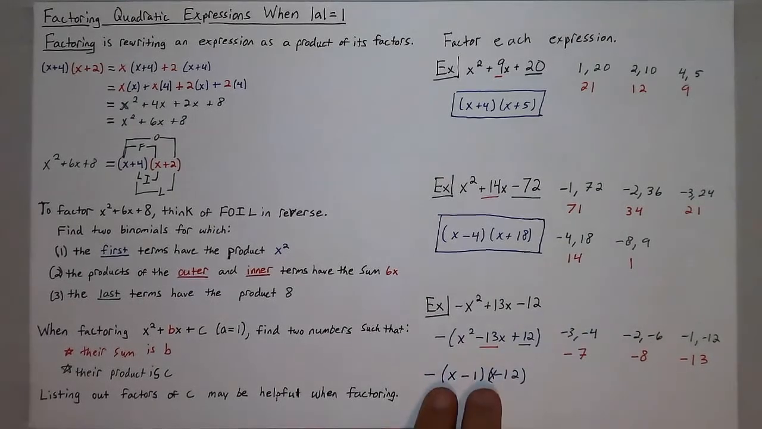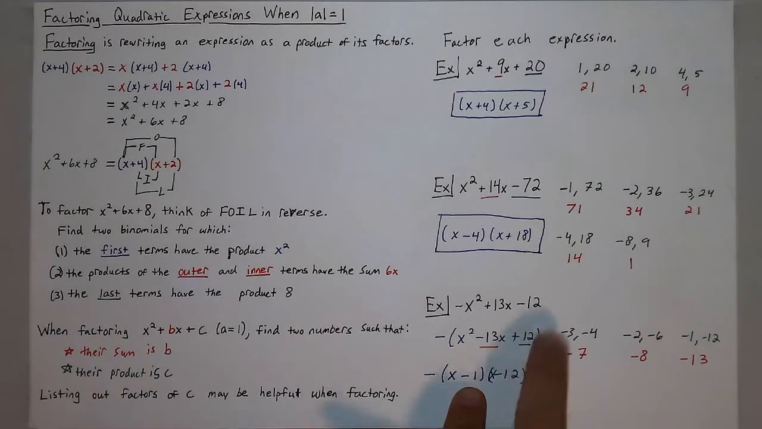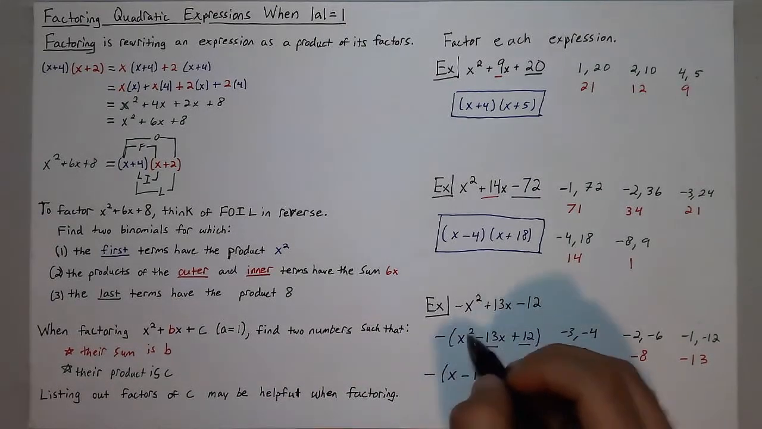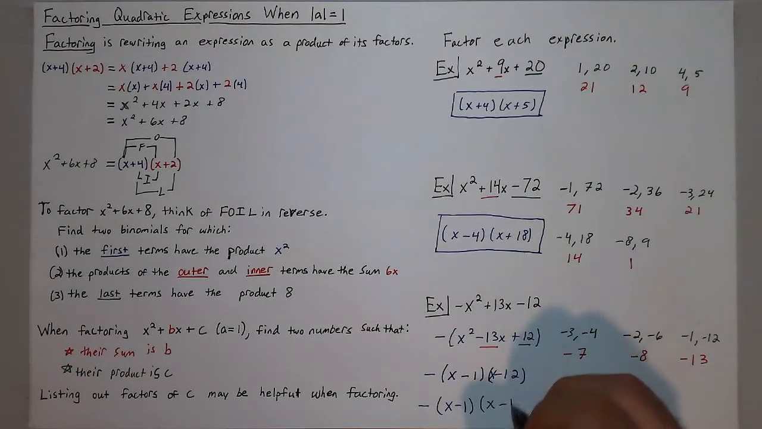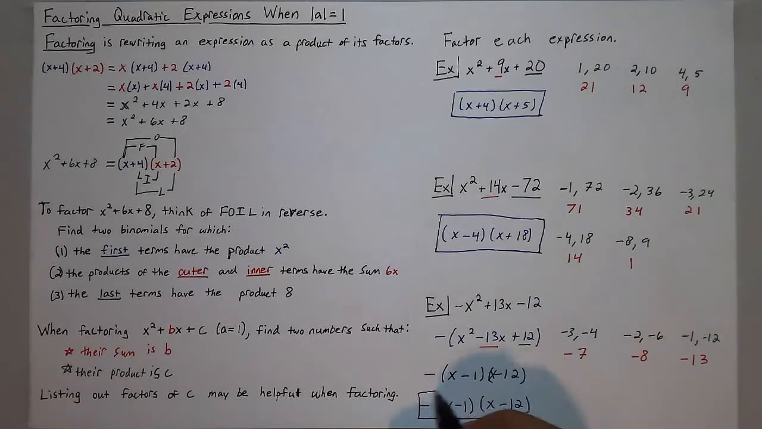The first term's x times x is x squared. Outer and inner will be negative 12x minus x, which is negative 13x. And negative 1 times negative 12 is positive 12. And then after I multiply that negative, I'll get back to the original. So my answer is negative of x minus 1 times x minus 12. And that's how you factor negative x squared plus 13x minus 12. And that is how you factor quadratic expressions where the leading coefficient is either 1 or negative 1.